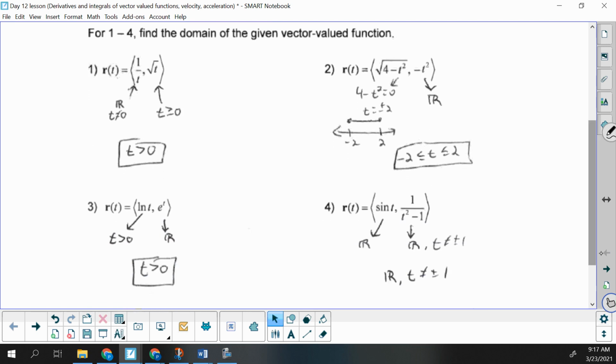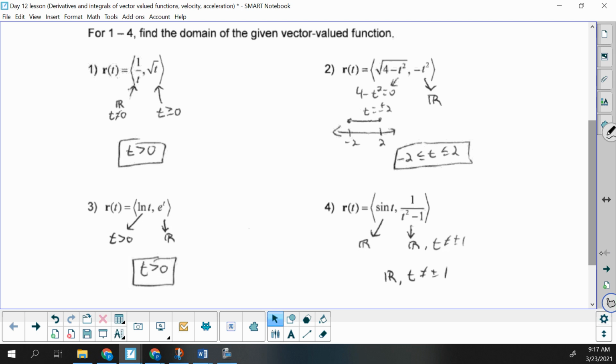So we want to find our domain, which is the overlap. So in number 1, all real numbers except 0. With the radical, we need t greater than or equal to 0, so the overlap of that would be t greater than 0. In 2, we need t to stay small. It's got to stay within -2 to 2 inclusive. The second one, we have all real numbers, so it's just t greater than or equal to -2, less than or equal to 2.